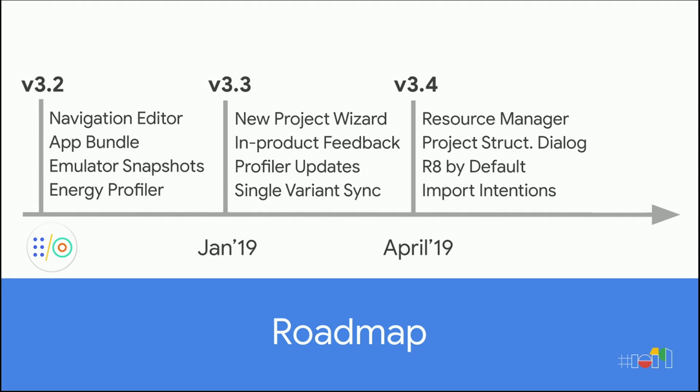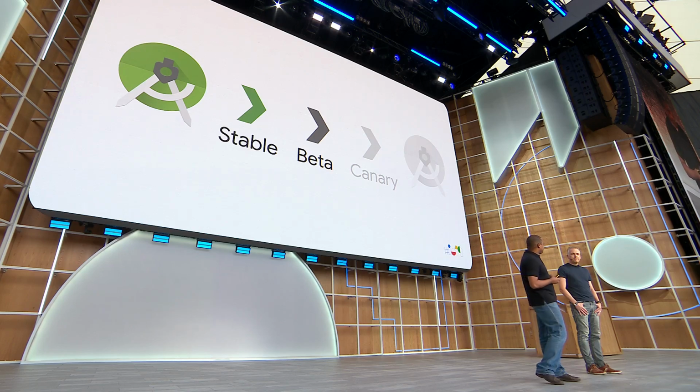And just a few days ago, we launched Android Studio 3.4, which included a new resource manager, an updated project structure dialog box, and a shift to R8 as the default app shrinker. And in case you missed any of these updates, stay tuned for a demo at the end of the session for these features in action. And lastly, that brings us to Studio 3.5. So to walk us through what's inside of Android Studio 3.5, I'll give it over to Tor to walk us through it.